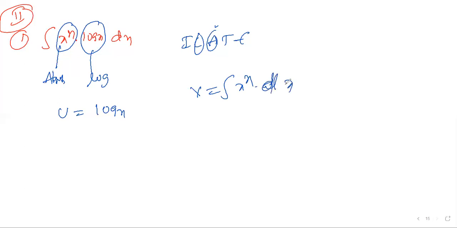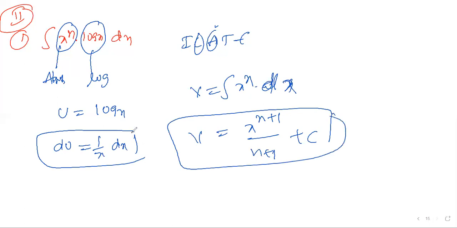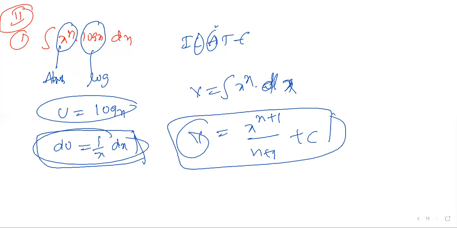Now we can take du. du by dx of log x is 1 by x into dx. Am I clear? Next, v: integration of x power n is what? x power n plus 1 by n plus 1, plus c. Right. u you know, v you know, du you know. Just start applying your formula: uv minus integration of v du.